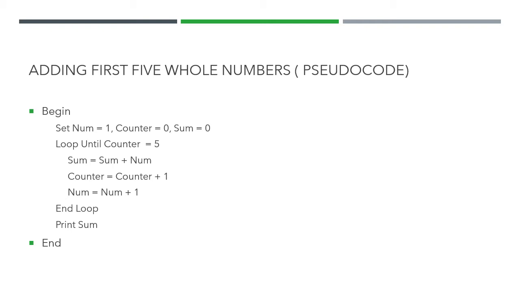So let's check the pseudocode. Begin. Set num equals to 1, counter equals to 0, sum equals to 0. Okay. So first tell me what whole numbers are. Whole numbers are 1, 2, 3, 4, 5 and so on. Right. Now what would be the first 5 whole numbers? We know it would be 1, 2, 3, 4 and 5. So your number will start with 1.